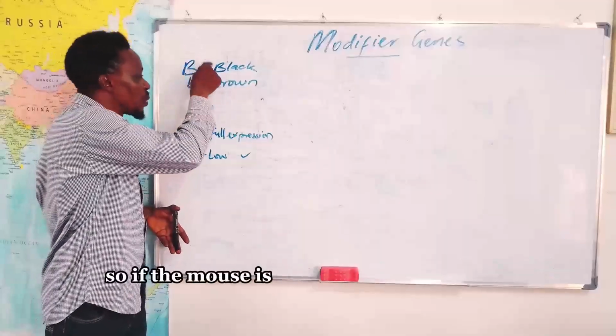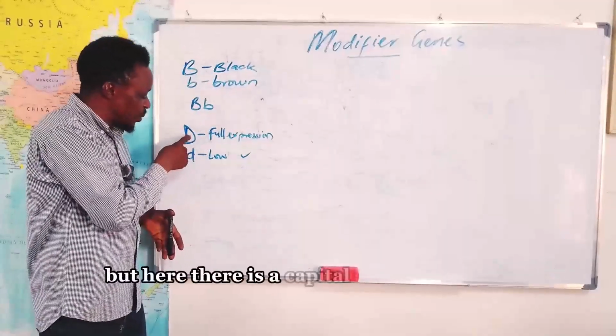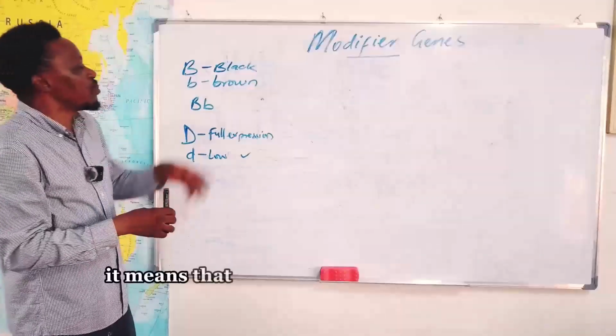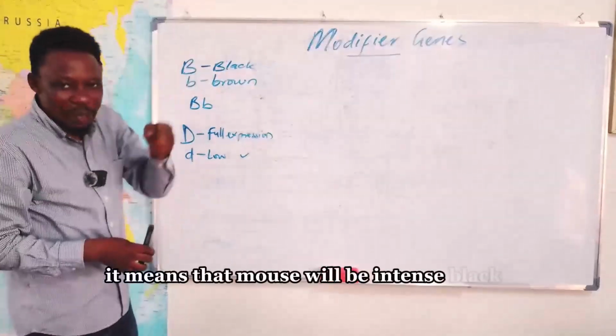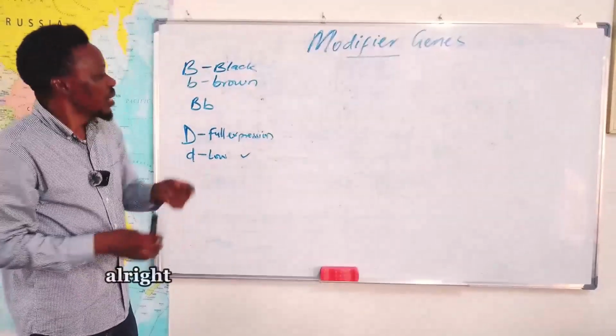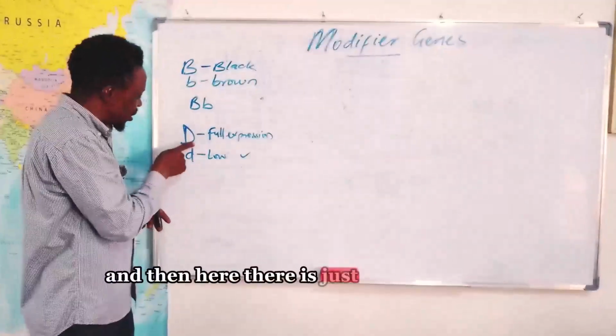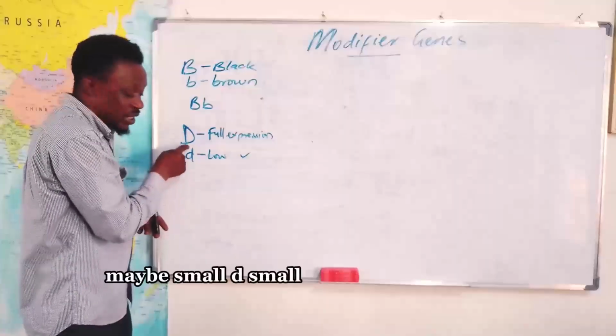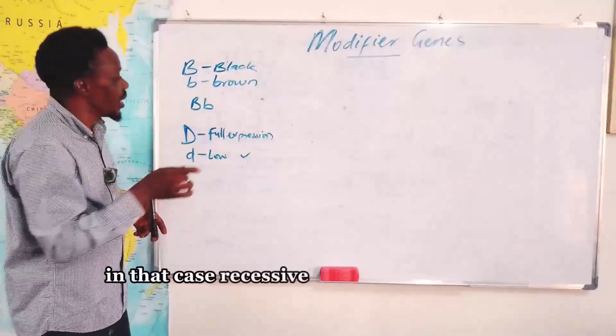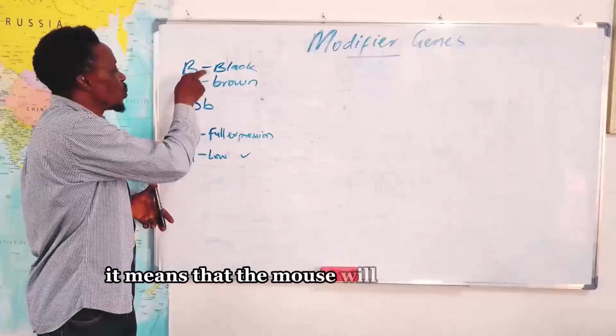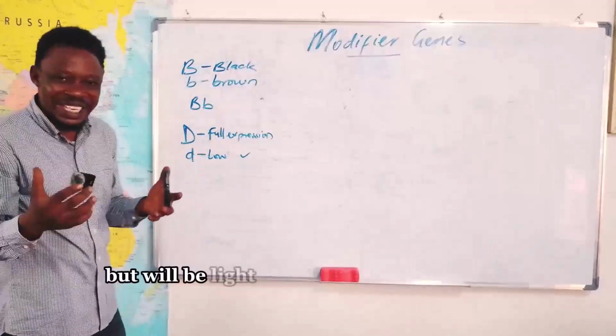So if the mouse is black, but here there is a capital D and it dominates, it means that mouse will be intense black. But if the mouse is black and then here there is just maybe small d, in that case recessive, it then means that the mouse will be black, but will be light black.